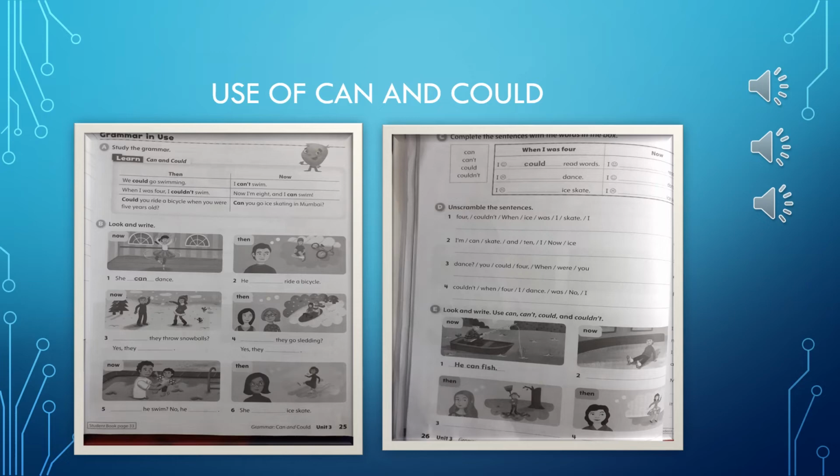And the E part I'm leaving up to you. You have to do this part yourself, okay? Look and write, use can, can't, could, and couldn't. So you have to write down the sentences according to the picture. If the picture shows now, you will use can and can't. If the picture shows then, you will use could and couldn't. You have to do it yourself, okay?